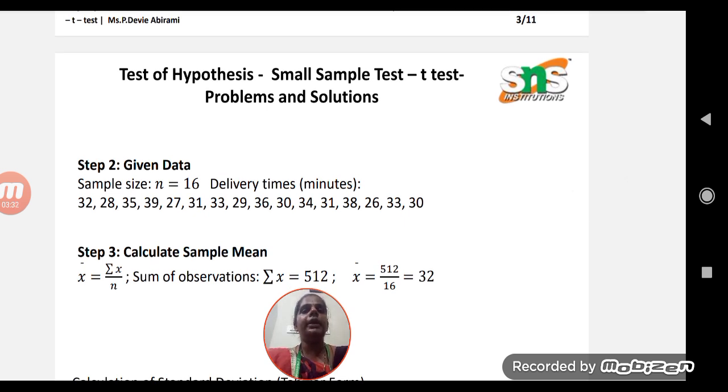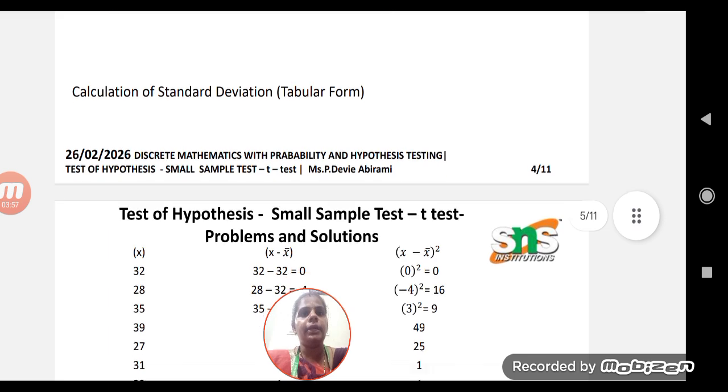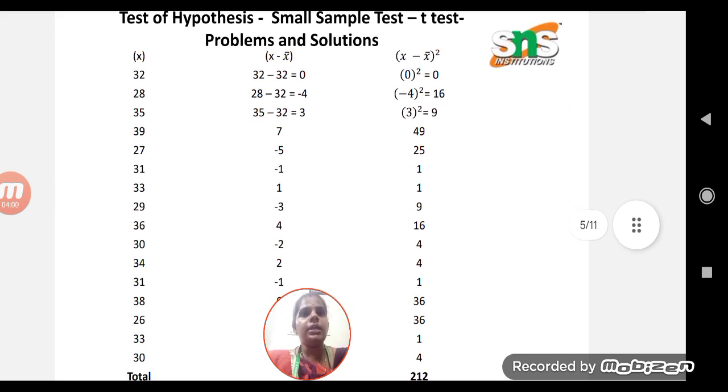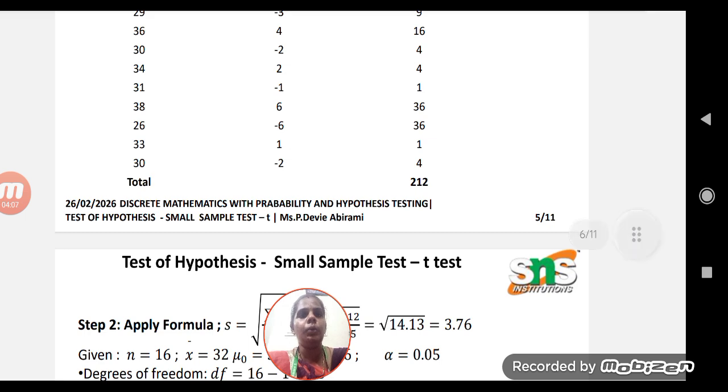For using the formula, I need the value of x bar, so I am calculating x bar by using the mean formula. The mean formula is nothing but the sum of the observations divided by the total number of observations. Here the sum is 512 and the total number, that is the delivery time sample size, is 16. So if I divide it, I will get 32. Therefore, the standard deviation can be calculated by using the formula, x minus x bar the whole square. It is explained in this tabular column and the final standard deviation value is 212.